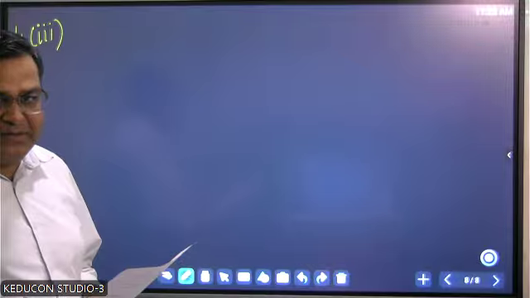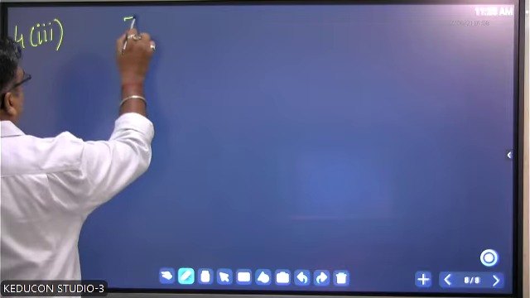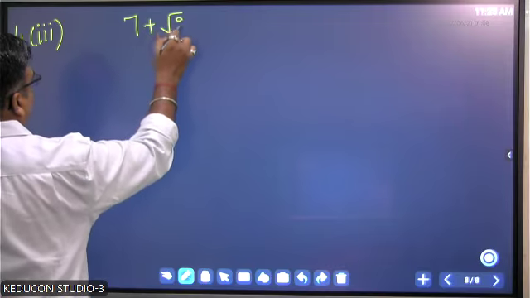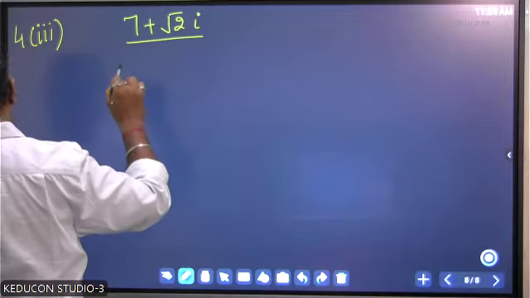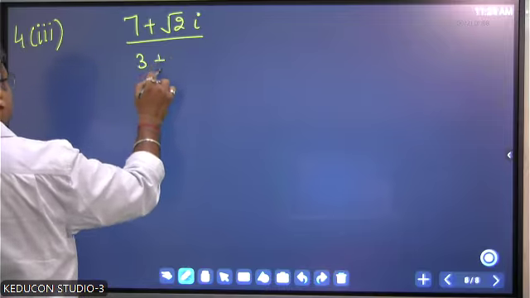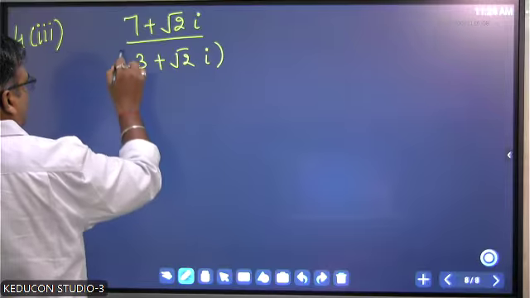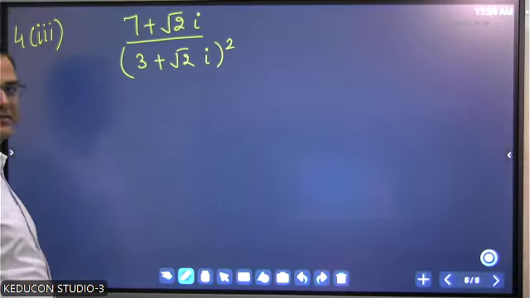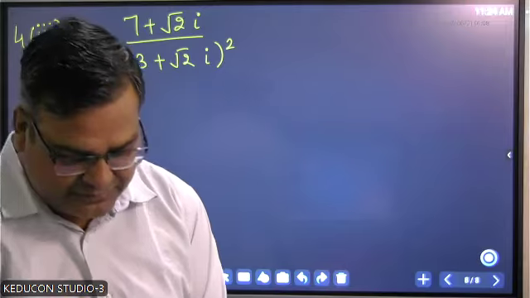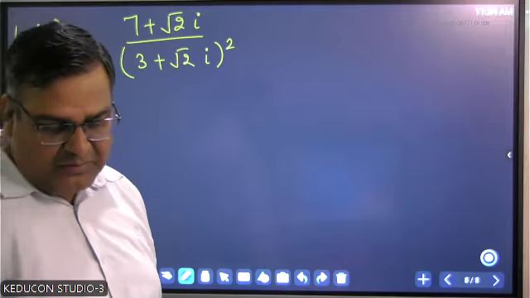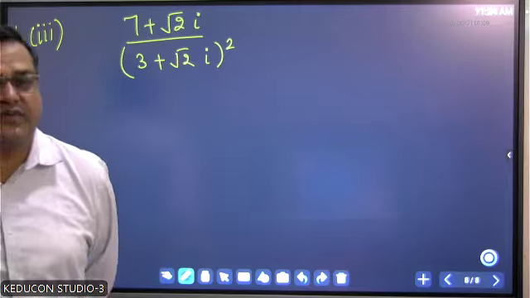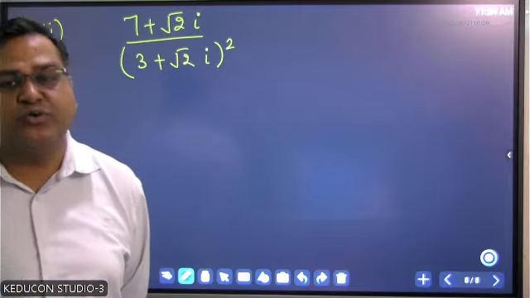Yes, (7 plus root 2 iota) upon (3 plus root 2 iota) whole square. Right, students? (7 plus root 2 iota) upon (3 plus root 2 iota) whole square. So how to do this?